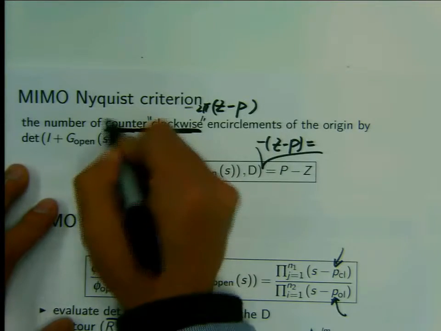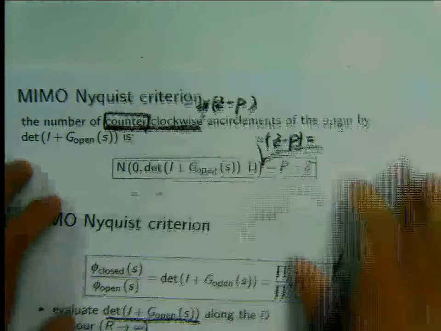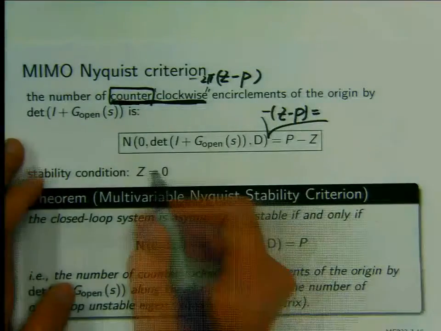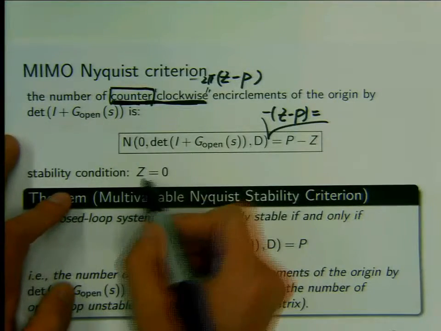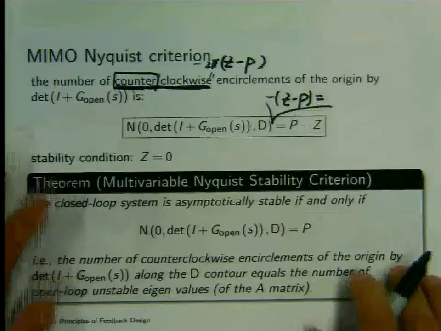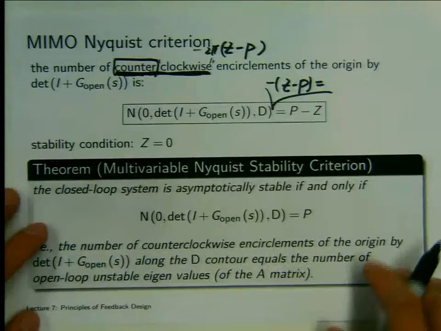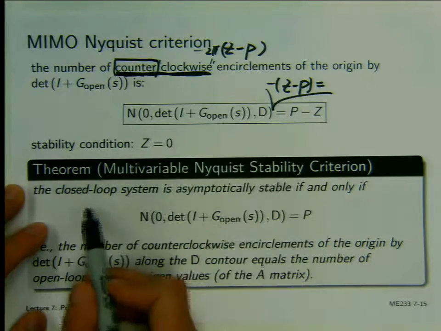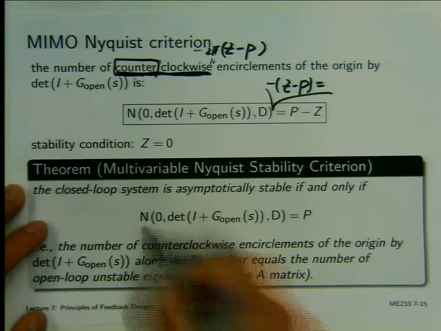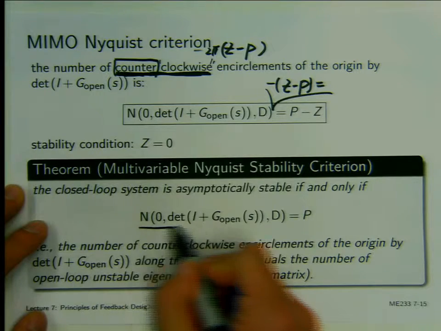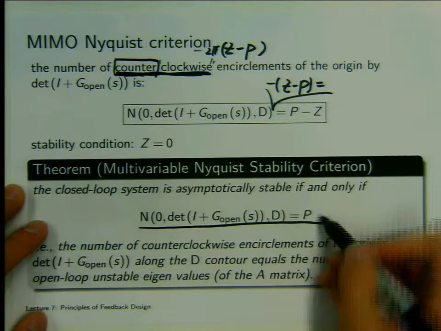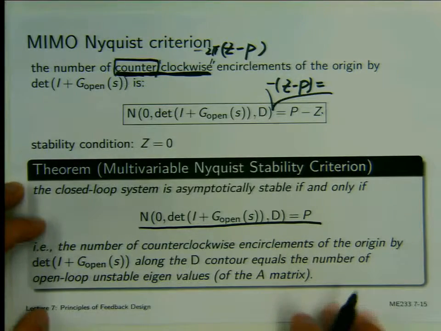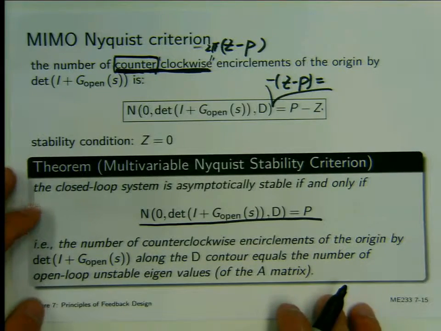So counterclockwise. Okay? So I don't want any unstable closed loop eigenvalues. I want z to be 0. And this will give us the multivariable Nyquist stability criterion. So the closed loop system is going to be asymptotically stable if and only if z equals 0 in this equation. So it's this one. Okay?